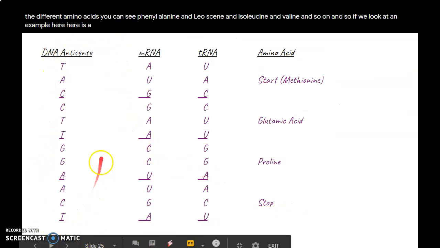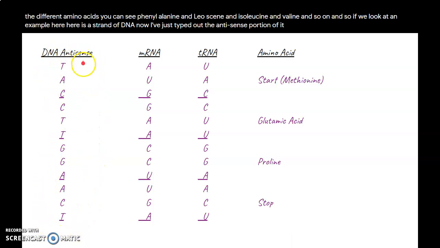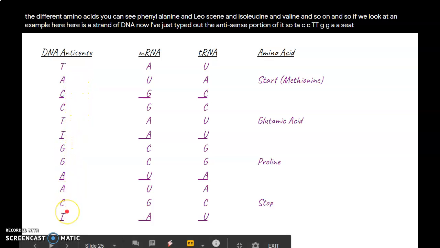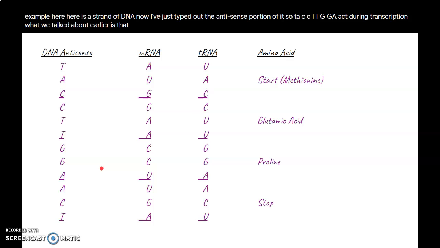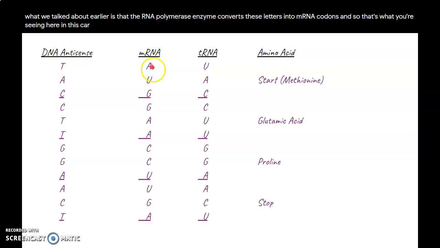here is a strand of DNA. Now I've just typed out the antisense portion of it. So TAC, CTT, GGA, ACT. During transcription, what we talked about earlier is that the RNA polymerase enzyme converts these letters into mRNA codons. And so that's what you're seeing here in this column.